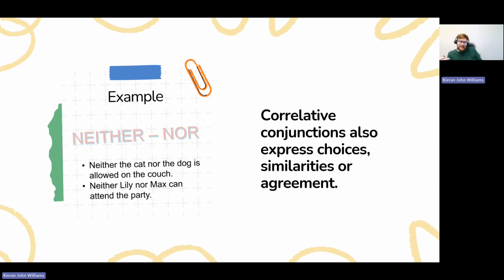Also consider the other example here, neither Lily nor Max can attend the party. So Lily can't attend, that's negative. Max can't attend, that's negative. Two people, zero of the people can attend the party. So neither X nor Y can attend the party.